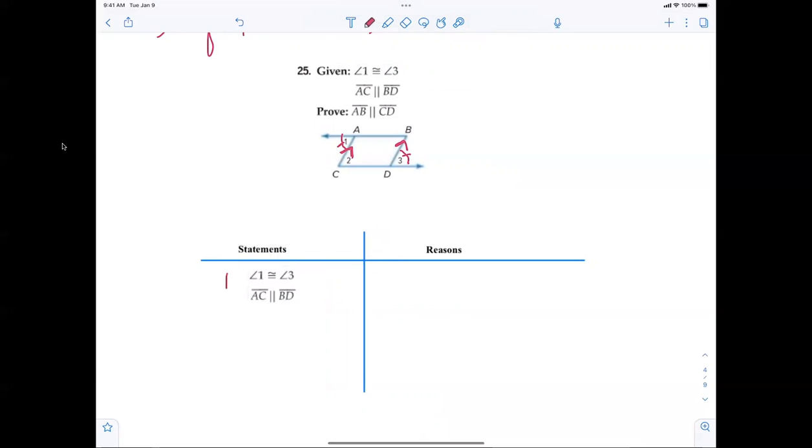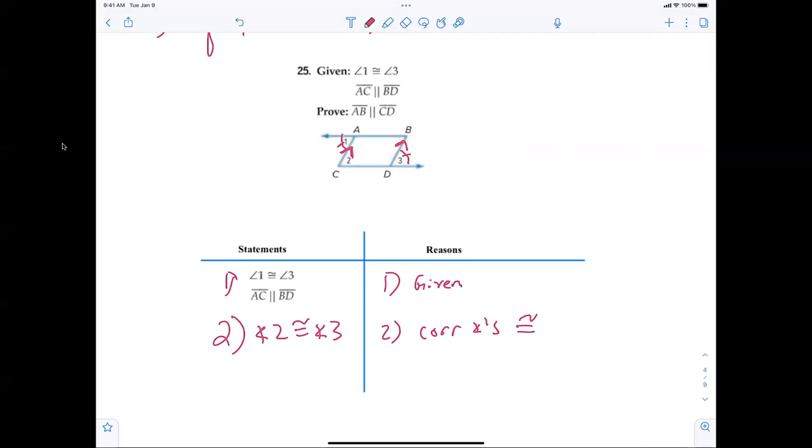All right, step number 1, given. All right, sorry, I already forgot what you said, so you're going to have to walk me through it again. Step 2. Angle 2 is congruent to angle 3. Why is that? Corresponding angles are congruent.